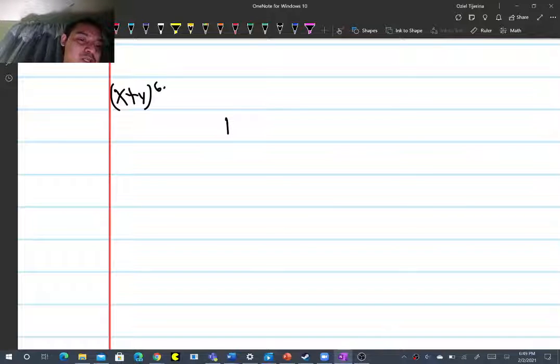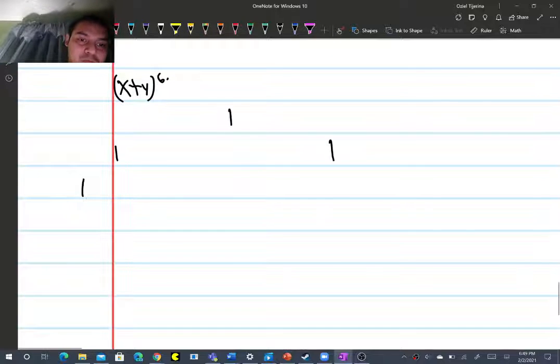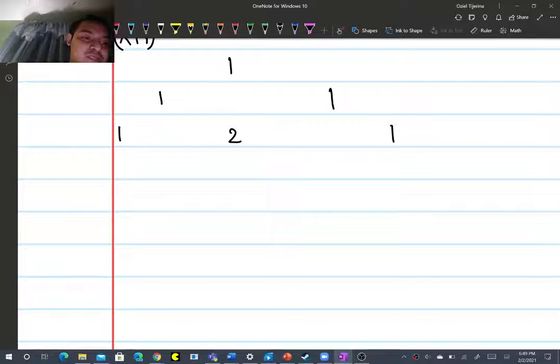So let's just say we have x plus y to the 6th power. We're going to use Pascal's triangle. You're going to start off with 1. You're going to say that this is 1, and then we have a 1 right here. And so we would keep going, so we would say 1, and then this part right here, we have 1 plus 1, so that's 2, and then we have another 1 right here. And then we would keep going.